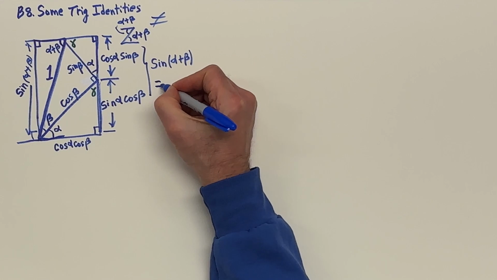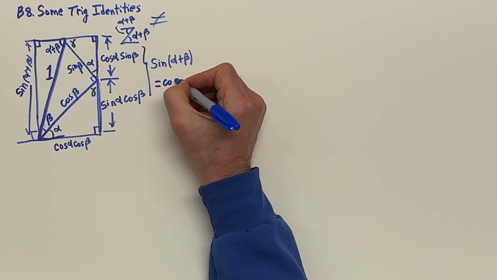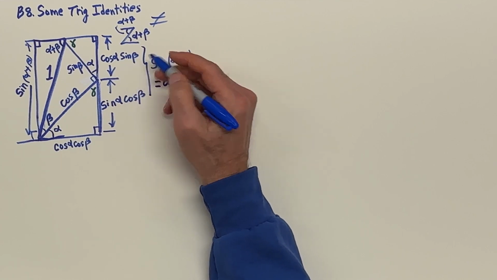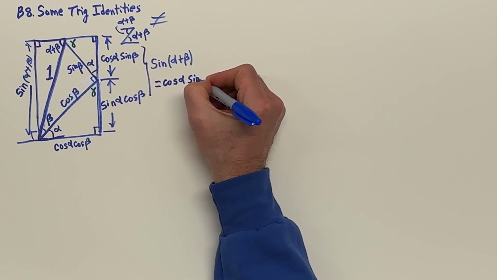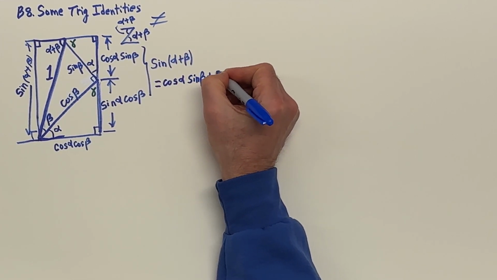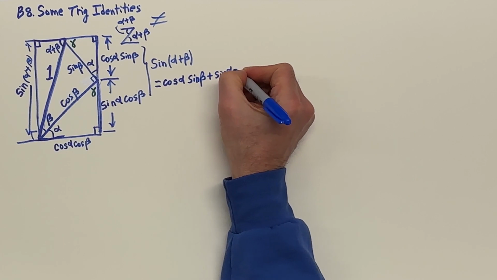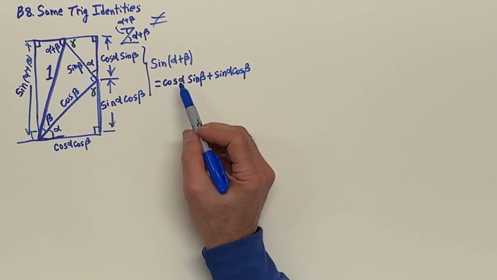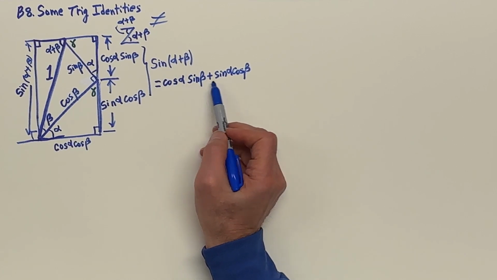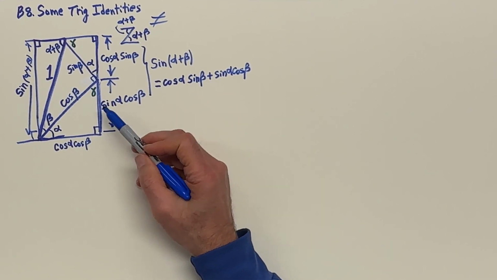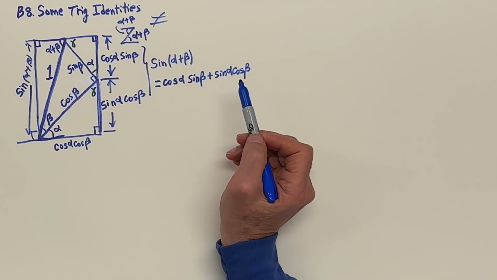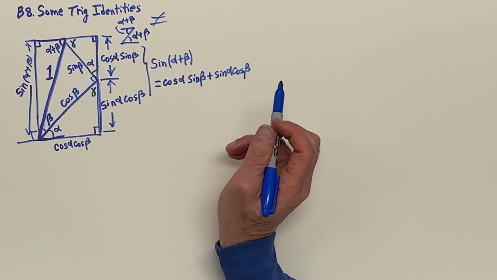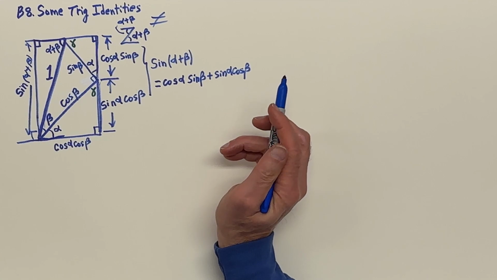That has to equal cosine of alpha, sine beta, plus sine alpha cosine beta. Just going to add these two pieces. So that's one of our trigonometric identities. See, that's a neat one. A little complicated there, but you can see from the figure where it comes from. This one people don't really memorize. I wouldn't worry about that one.